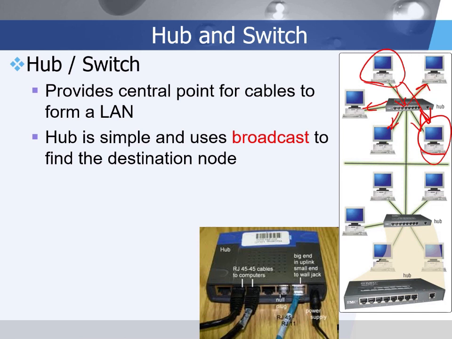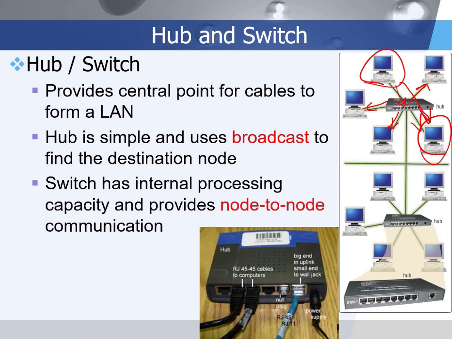So in this case, we can use the switch. A switch has internal processing capability and it can provide node-to-node communication. So if this is a switch, we don't need to broadcast the message to every computer. We can just send the message directly to the destination. But the implementation of a hub is simple, so usually a hub is cheaper than a switch.